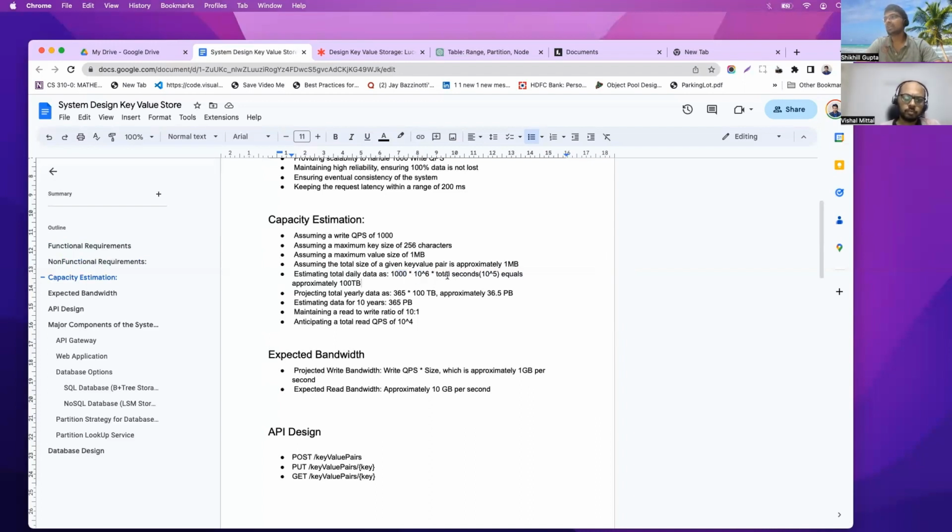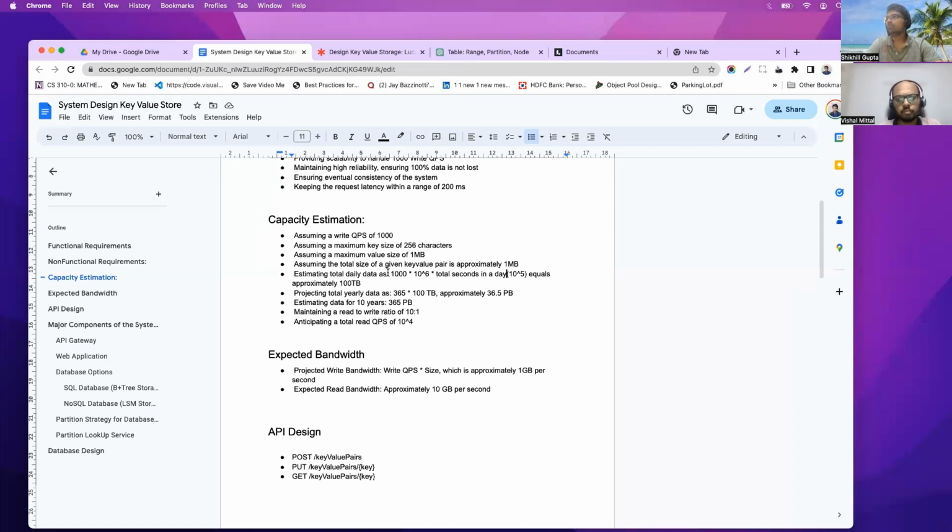And the total number of seconds in a day, right? The total number of seconds in a day is nothing but 86,400. If you calculate 24 into 60 into 60, it comes to around that. So I've assumed 10 to the power 5, 1 lakh, right? So 10 to the power 5.